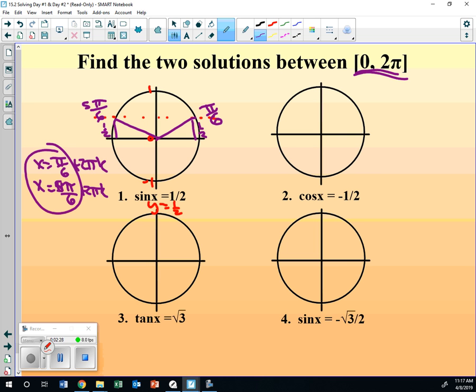Cosine, is that x or y? Cosine is the same as x, so that's a what line? Not a horizontal, it will be a vertical line. So the vertical line is at x is, here's 0, here's negative 1, is about like this. So if x is equal to negative 1/2, then I bet this is going to be what, pi over 3? What do you think?